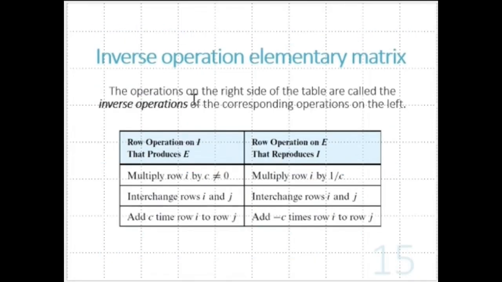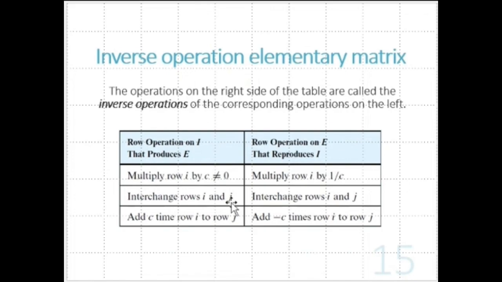Now, you should realize that you can do the inverse. If you did a row operation on I that produces E, then you would do the reverse or inverse operation on E to reproduce I. If before you multiplied a row by C, which doesn't equal 0, to flip it back you'd have to multiply that row by 1 over C to get your original matrix back, right?